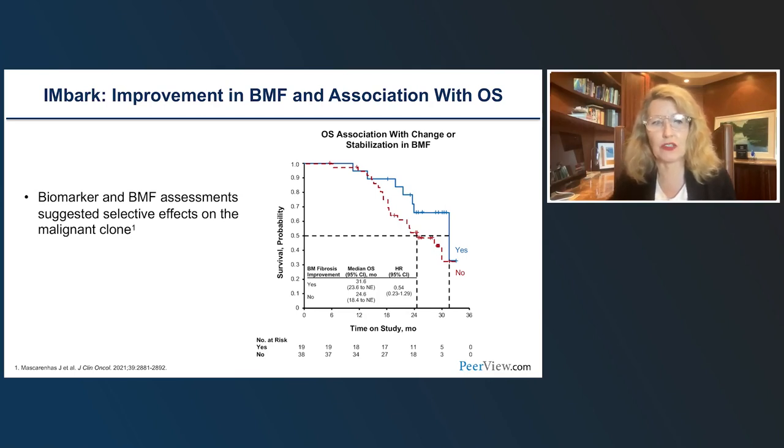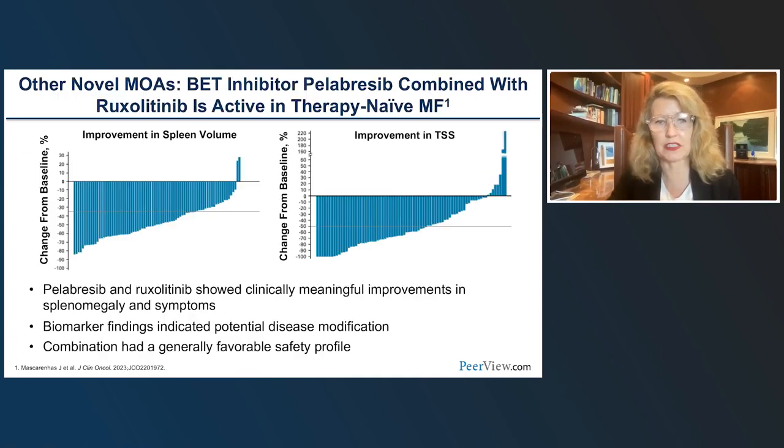When you look at biomarkers and bone marrow fibrosis assessments, it suggested a selective effect on the malignant clone, with patients who had bone marrow fibrosis improvement actually having a greater overall survival. So again, John Mascarenhas demonstrated that. This had been alluded to in 2 previous New England Journal papers in very early phase clinical studies, but this was the most robust clinical study to show the overall survival change.